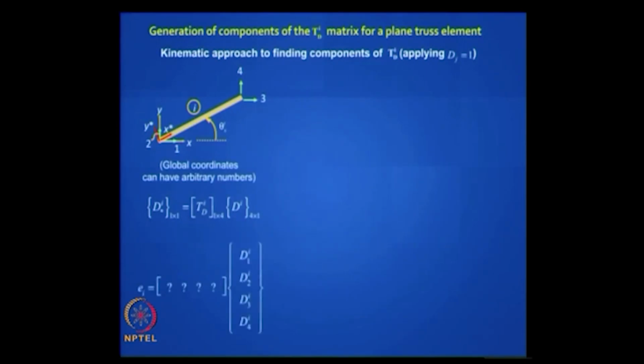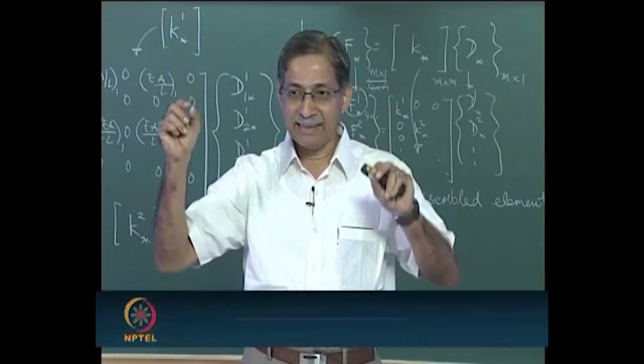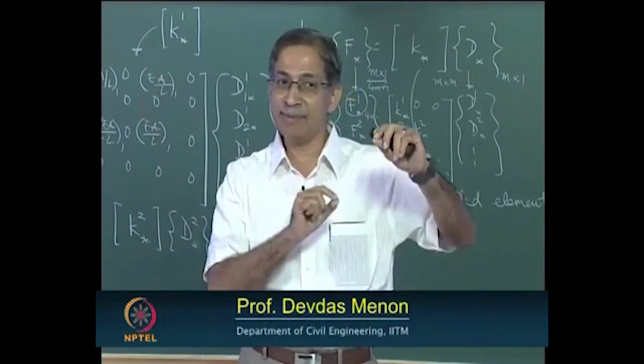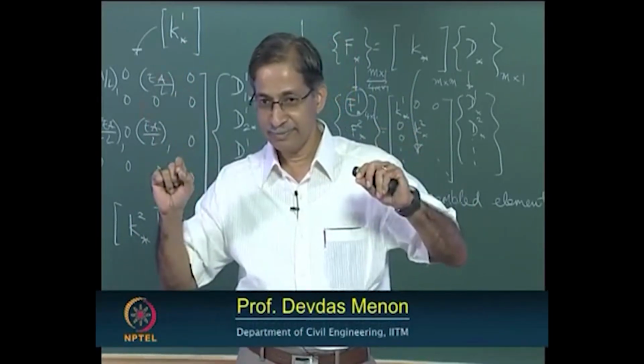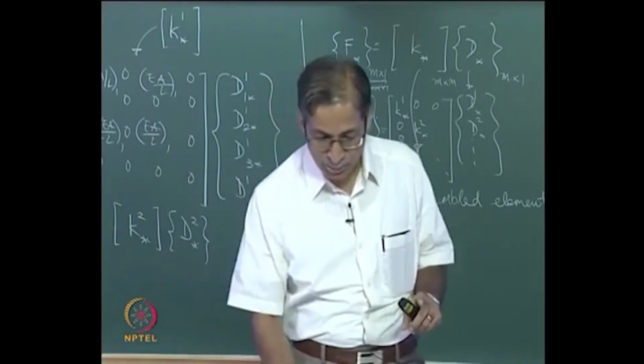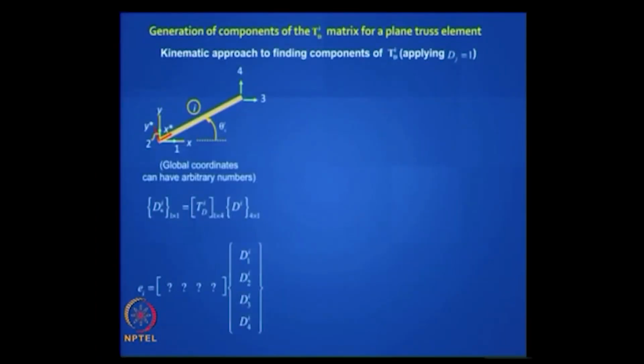Well, now I realize there is only 1 degree of freedom, though in my global structure I may have 1, 2, 3, 4. Now this 1, 2, 3, 4 I have shown for convenience. It may actually be 5, 6, 21, 22 in the actual structure. But the elongation is given by how much these move. So this 1, 2, 3, 4 is arbitrary.